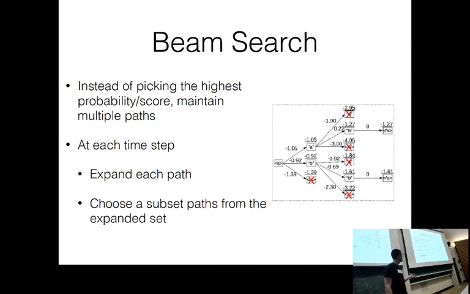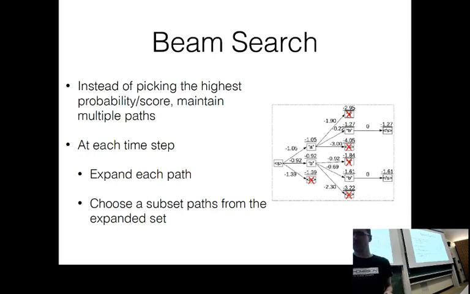So this is the most basic one, I guess, and we have seen it before, so I'm going to move quickly. But with beam search, instead of picking the best example from your arg softmax, instead of picking the highest probability, you maintain multiple paths. So if you're doing beam search of size k, you maintain k paths. At each time step, you expand those, and then you choose the top k paths out of those and continue.